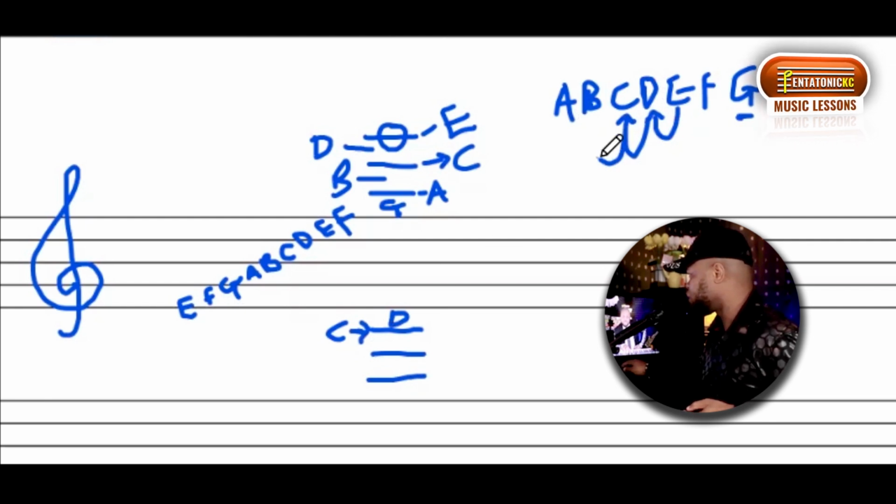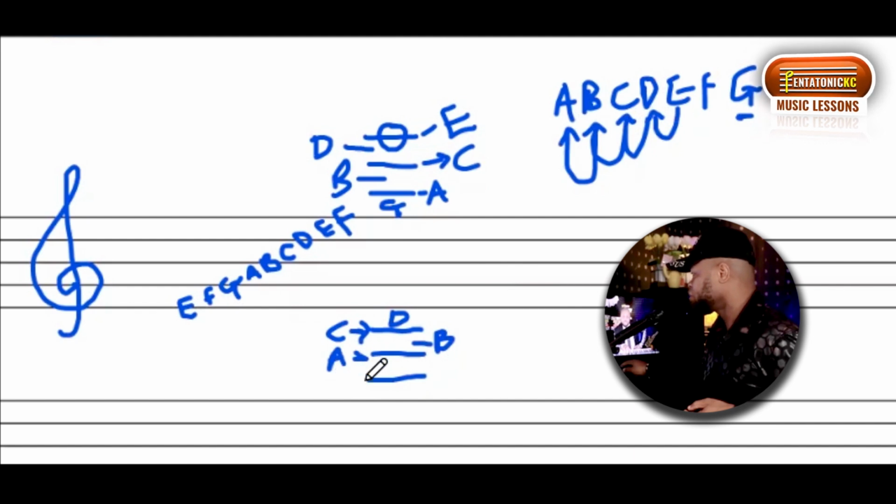Then at the back of C, we have B. We're coming from the line, so it has to be the space, which is B. From B, at the back of B, we have A, so it has to be this line, which will be A. Then we have this space, so at the back of A should be G. Take note, we're coming from this line, so this will be G.